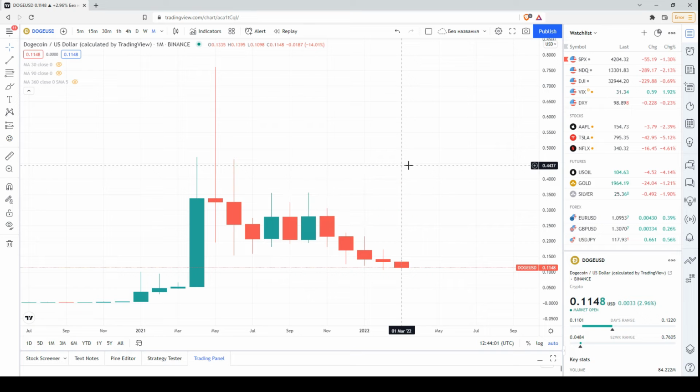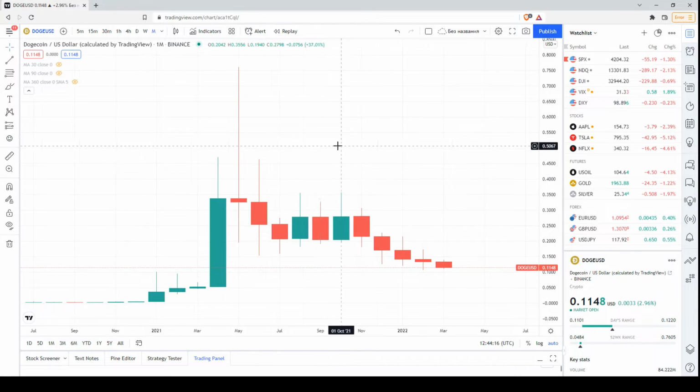Hello beautiful blockchain people. Today let's analyze the price chart of Dogecoin that is currently trading at the level of 11.48 cents, and I want to say that this is the monthly chart. We are very familiar with the price chart of Dogecoin.